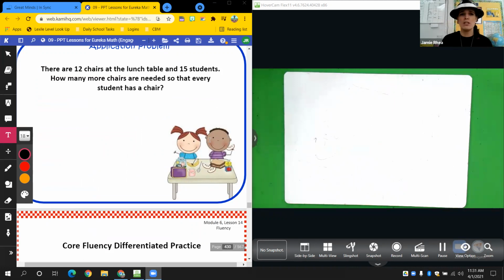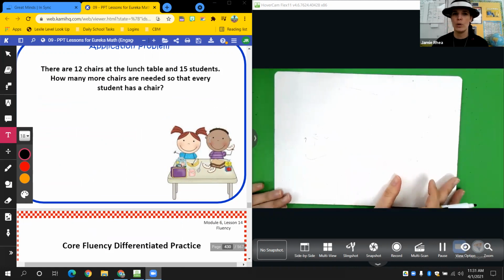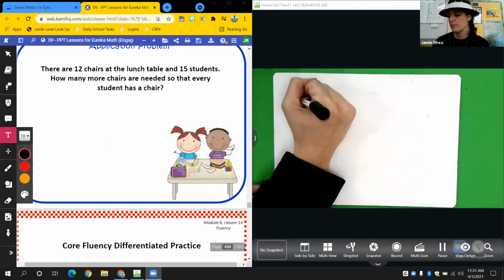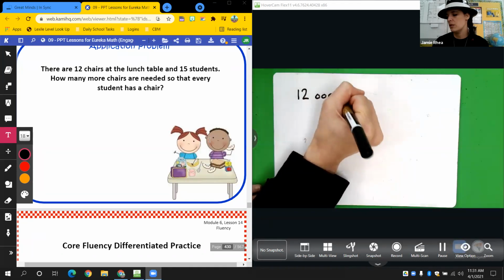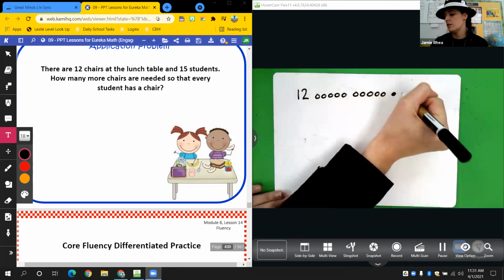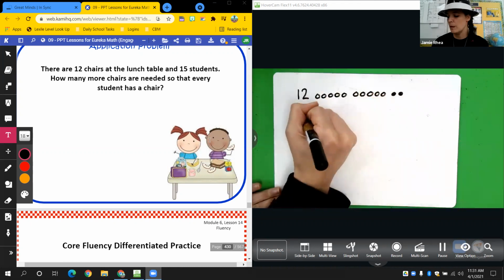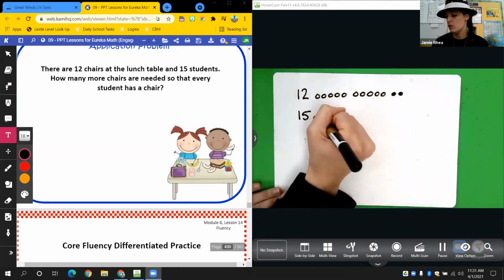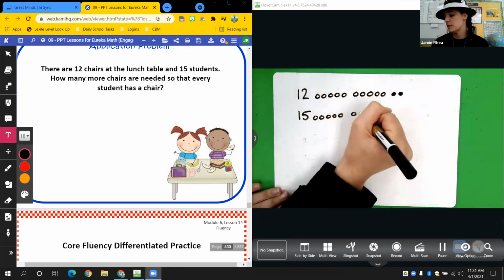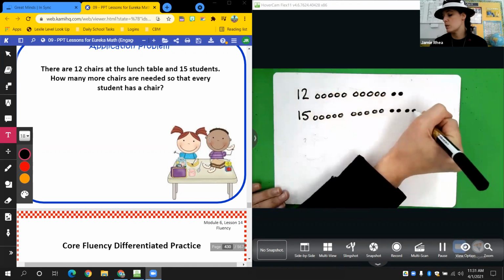There are 12 chairs at the lunch table and 15 students. How many more chairs are needed so that every student has a chair? Okay, well, let's write what we know. There are 12 chairs at the lunch table. 1, 2, 3, 4, 5, 6, 7, 8, 9, 10, 11, 12. There are 15 students. Somebody's not going to get to sit down. Let's draw out 15. 1, 2, 3, 4, 5, 6, 7, 8, 9, 10, 11, 12, 13, 14, 15.